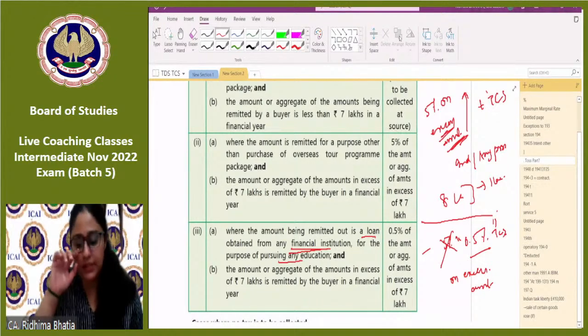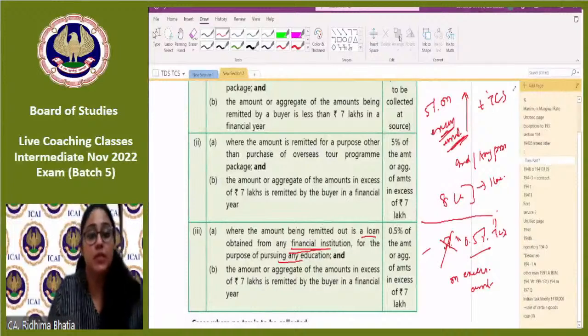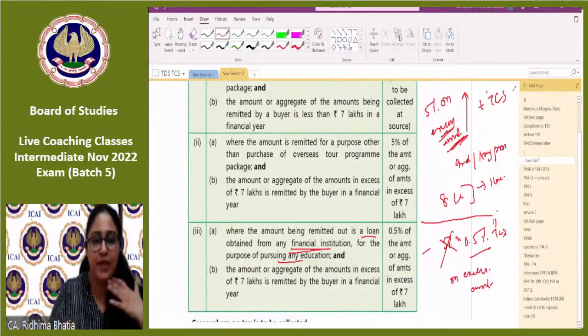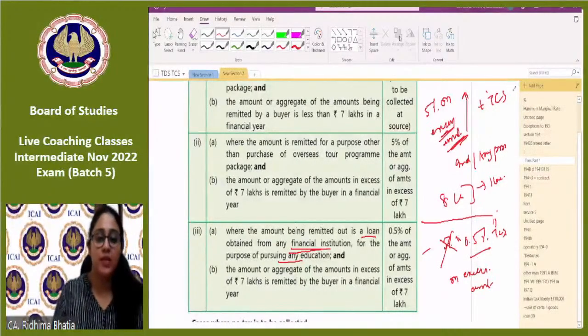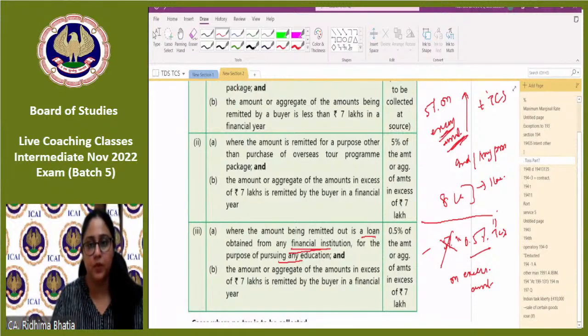Okay, now what does this section say? This section says sale of goods of value exceeding 50 lakhs. First we'll understand the section independently. Then we'll understand the interplay of these sections with various sections which we have done under TDS and TCS.